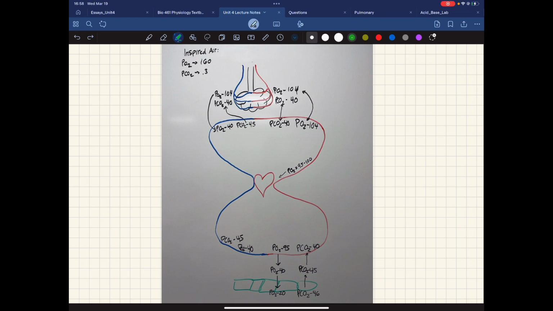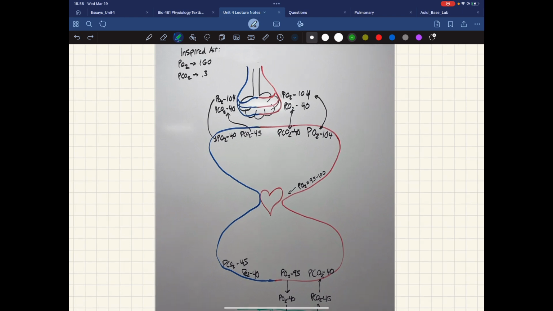Or it's 40. I honestly don't know. I feel like it would be 45, but then it's exhaled. Yeah, probably. I'm honestly not 100% sure.